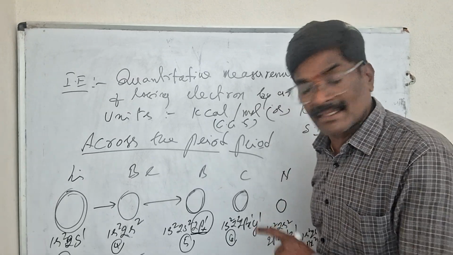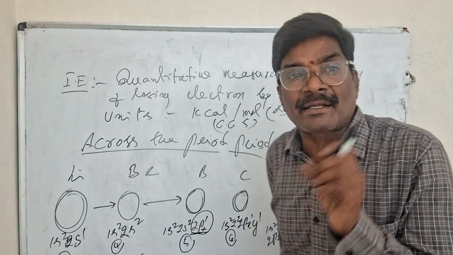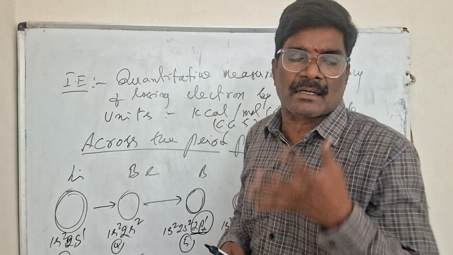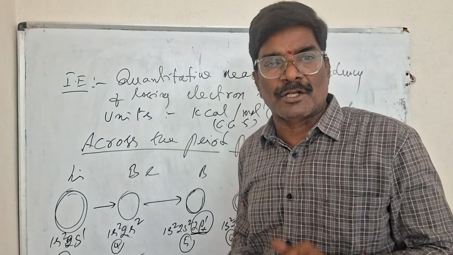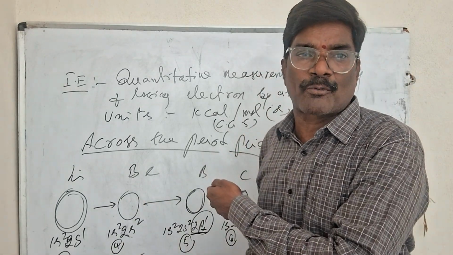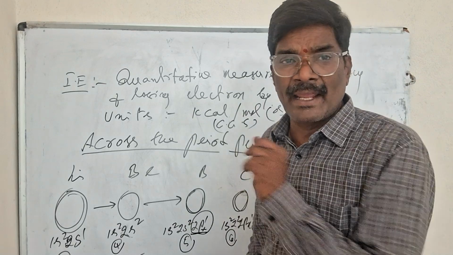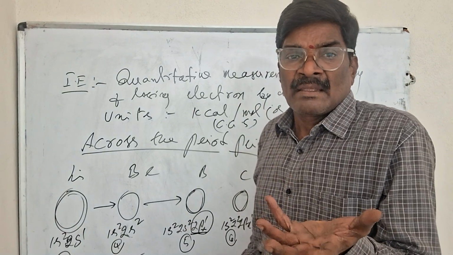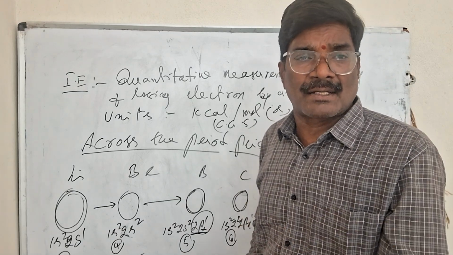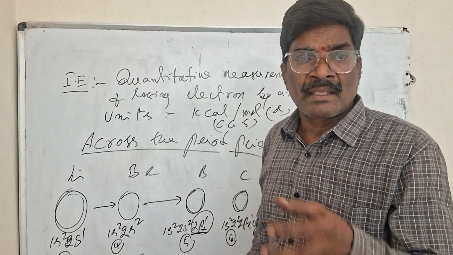Another reason is that p orbital penetration is less than s. Highly penetrating electrons are s electrons. You should know the penetration concept also, then only you can answer this type of question easily. What is penetration? Different electrons are there: s electrons, p electrons, d electrons, f electrons.